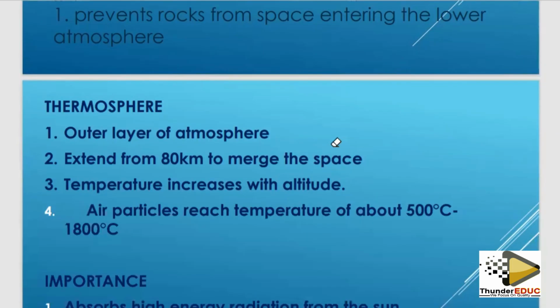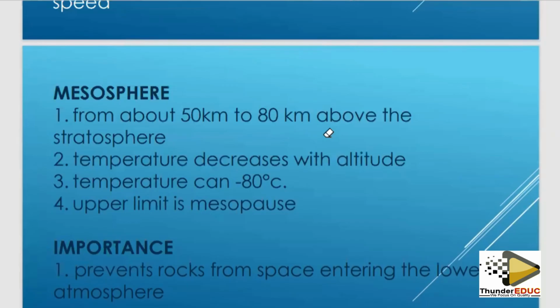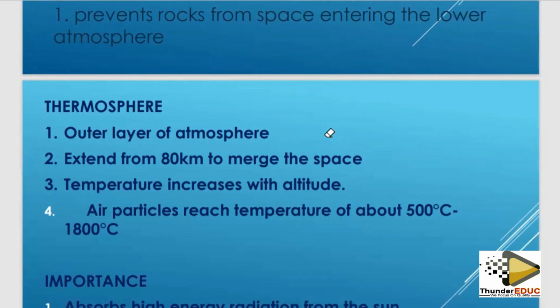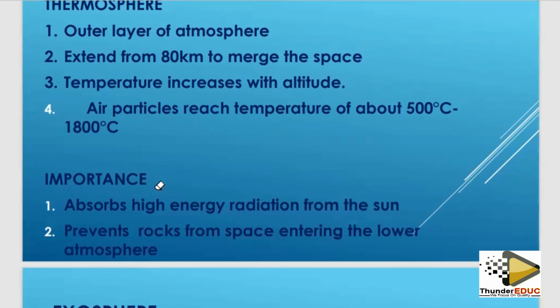Then we go on to the fourth layer. And this fourth layer, remember, comes after the upper limit boundary of the mesosphere, which is the mesopause. We go to the thermosphere. It's an outer layer of the atmosphere. It extends from around 80 to merge with space, which means we will now be going outside the Earth's structure, into space. Temperature increases with altitude, and air particles reach temperatures of about 500 to around 1,800 degrees Celsius, which means the temperatures in the thermosphere are very high. Imagine a temperature of 1,800 degrees Celsius. That is very high, right?